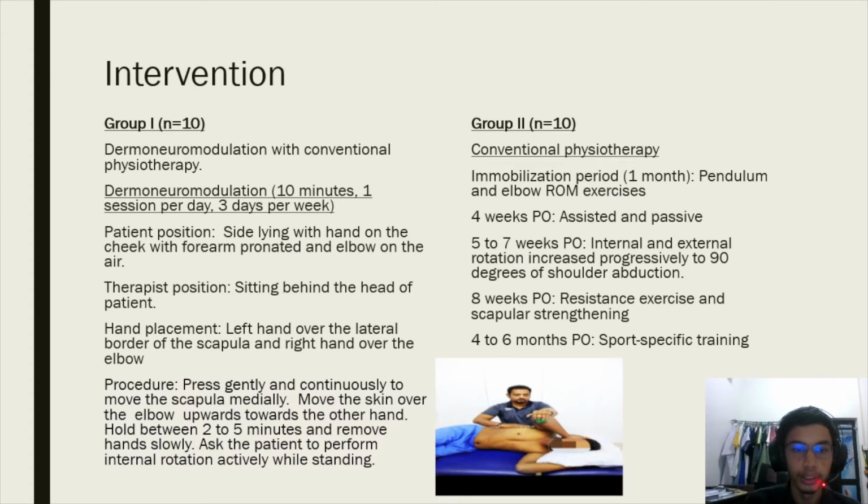The patient position is side lying with hand on the chest, with forearm pronated and elbow in the air. Therapist position: sitting behind the head of the patient. Hand placement: left hand over the lateral border of the scapula and right hand over the elbow.